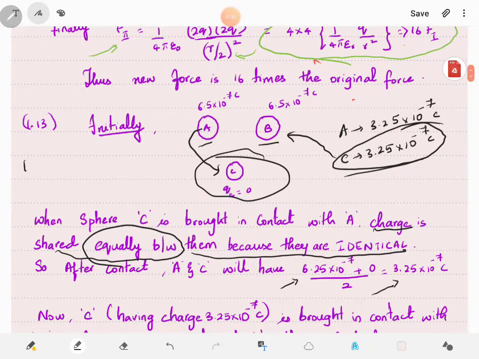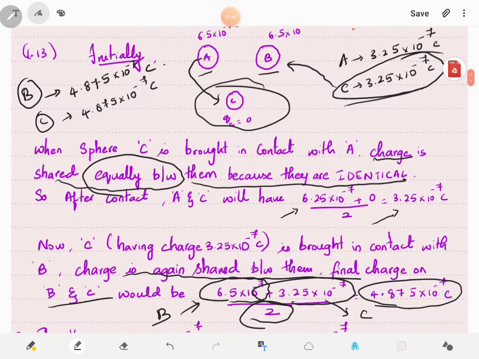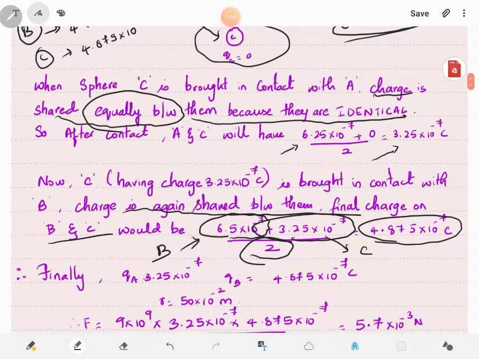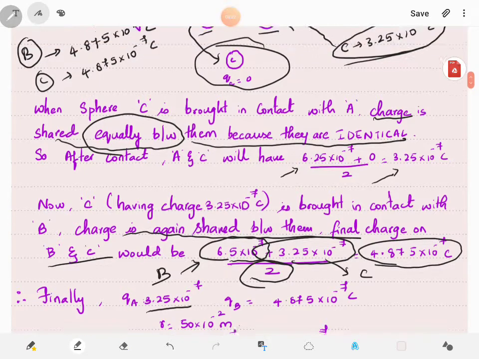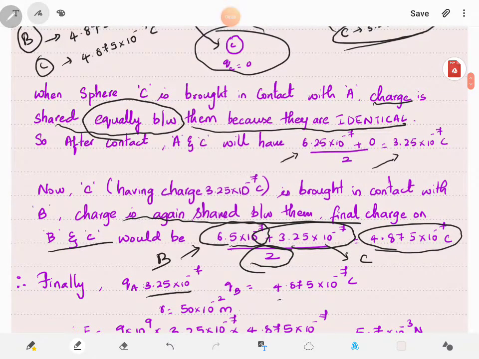Meaning, B, which was having an initial charge of 6.5 into 10 power minus 7 Coulomb, will end up with a charge of 4.875 into 10 power minus 7 Coulomb. Right? C also has the same charge, which is going to be 4.875 into 10 power minus 7 Coulomb. Now from the question, it says that C has been removed and A and B are replaced at the same distance. So the final charge on A, as already calculated, is about 3.25 into 10 power minus 7 Coulomb. The final charge on B is going to be 4.875 into 10 power minus 7 Coulomb.